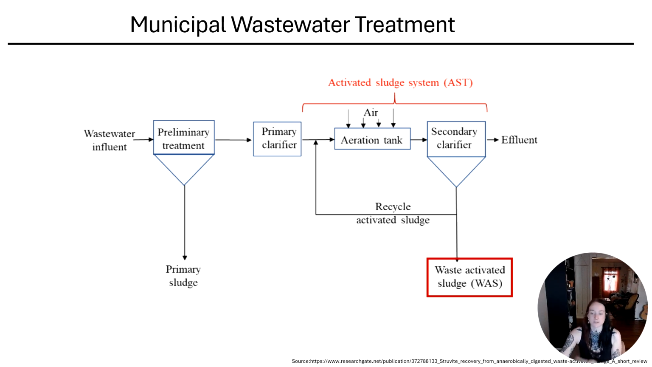But preliminary treatment essentially is you're getting out the larger objects. So this can be anything from sediment to flushable wipes. Fun fact, flushable wipes are not flushable. They're very bad for the wastewater treatment system. It causes a lot of issues. So I would highly recommend to not flush those.